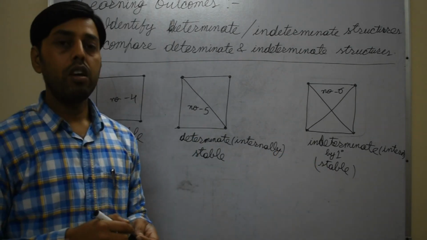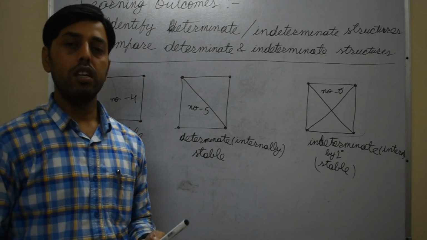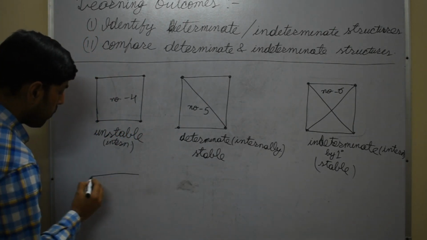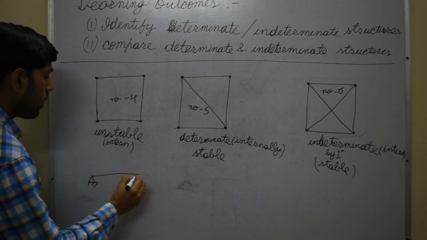Now I would like to show external determinacy or instability. Suppose I am taking one beam with one end pinned and another free.